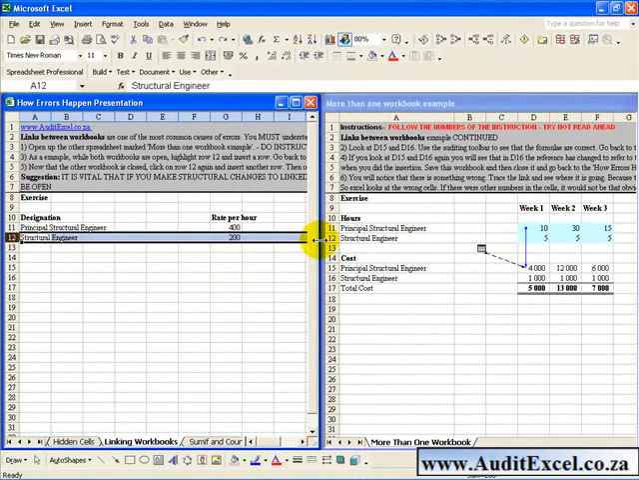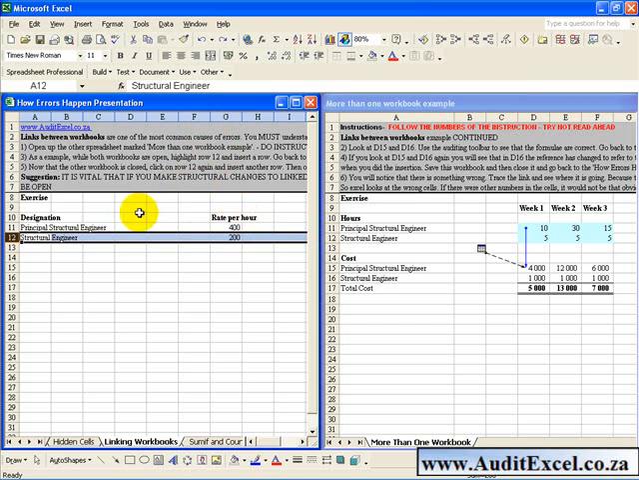Linking cells in two different spreadsheets is one of Excel's best features and is used extensively in the business world. However, what people don't realize is how easy it is to make an error and how important it is that all linked spreadsheets are open at the same time. So for example, you've got two spreadsheets here.